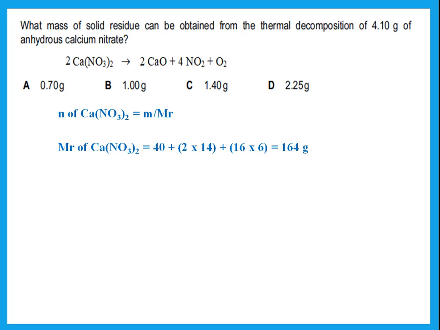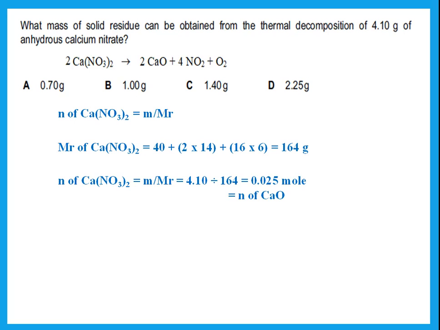If you calculate the molecular mass of calcium nitrate, it's 164. Do you understand how to calculate molecular mass now? You have 1 calcium, its mass is 40, plus 2 nitrogens, each of them is 14, plus 6 oxygens, and each of them is 16. So the molecular mass of calcium nitrate is 164. Then the number of moles is the mass that he gives me, 4.1 over the 164. So that means that I have 0.025 mole.